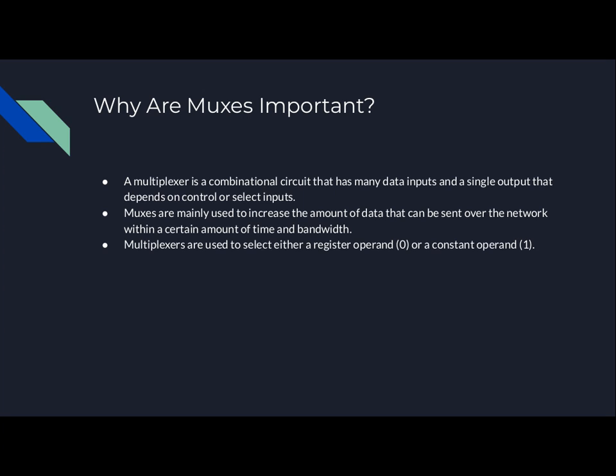All right, so why are muxes important? A multiplexer is a combinational circuit that has many data inputs and a single output that depends on control or select inputs. Muxes are mainly used to increase the amount of data that can be sent over the network within a certain amount of time and bandwidth. Multiplexers are used to select either a register operand, which is a 0, or a constant operand, which is a 1.